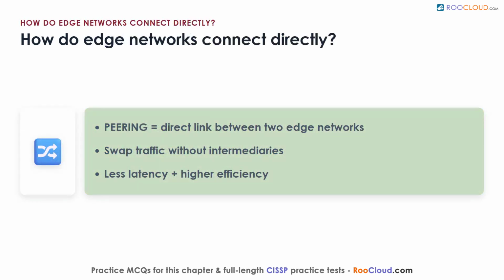How do separate edge networks connect to each other directly? Through peering. Peering is when two edge networks build a direct link and swap traffic between themselves, skipping the middlemen in between. Cutting out those intermediaries trims latency and lifts overall efficiency, so data and services move between the networks faster. Imagine two neighboring shops that dig a private tunnel between their back rooms to share supplies, instead of routing every exchange through a distant central warehouse.